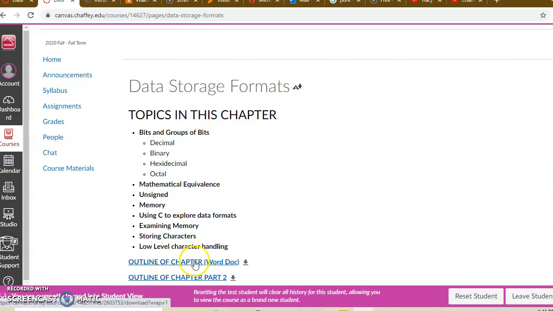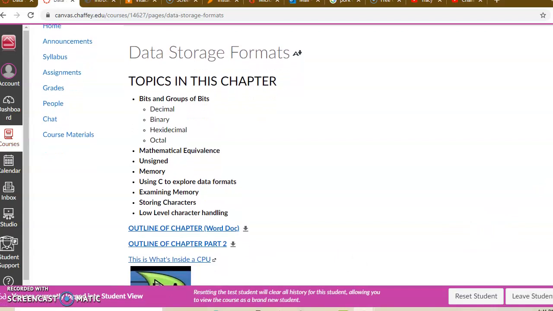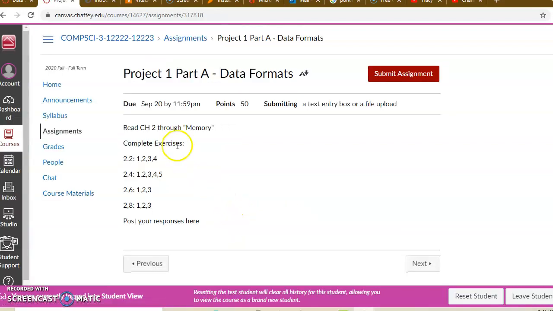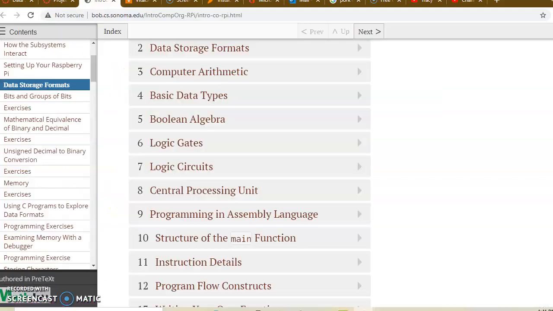There's an outline of the chapter of the first half, which is kind of the idea of what data storage formats are. And then there's an outline of the second part, which is going to deal with using C. So there is a discussion, which is Project 1 Part A this week. And in that discussion, you will complete these exercises, 2.2, 2.4, 2.6.8. So that means we're going back to the textbook.